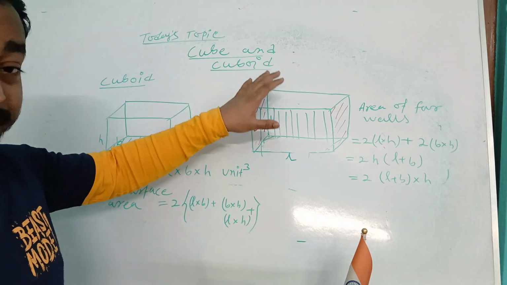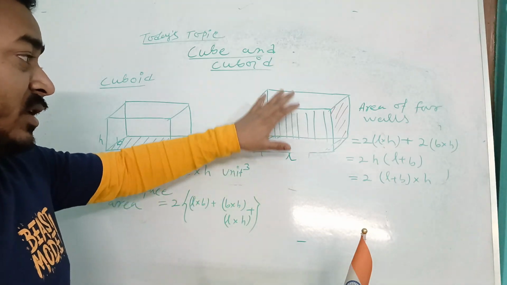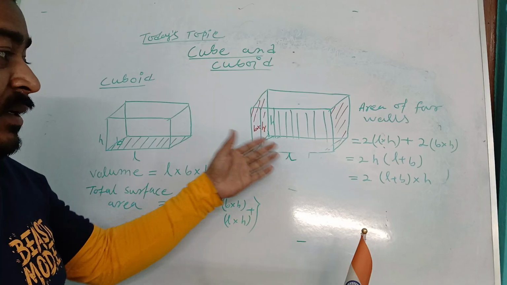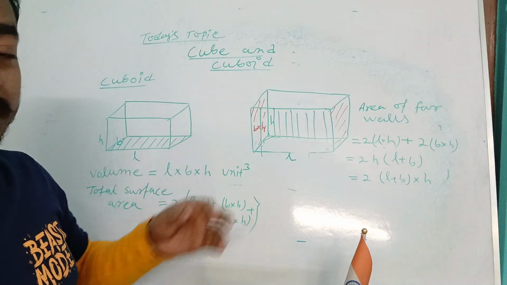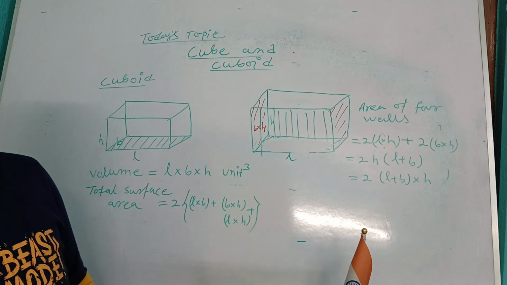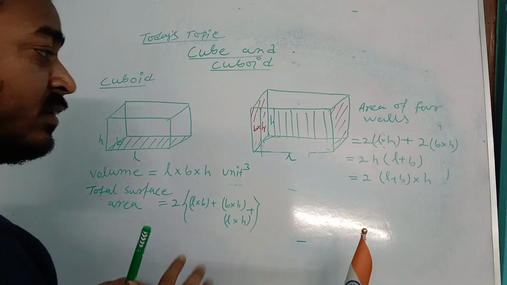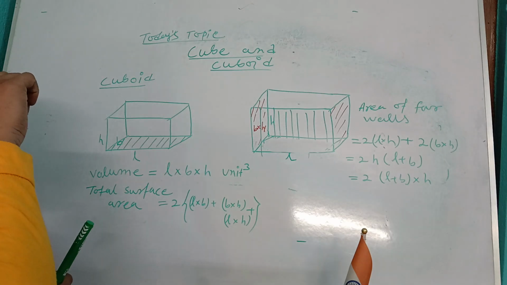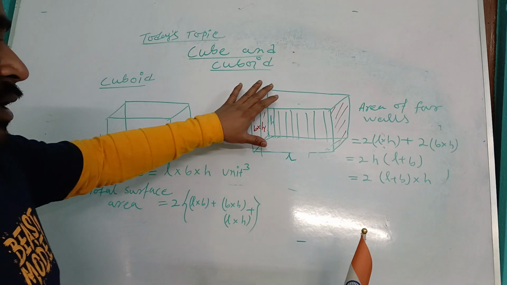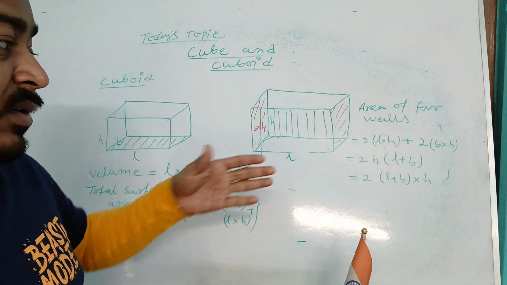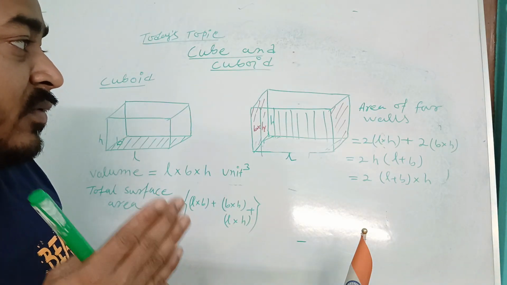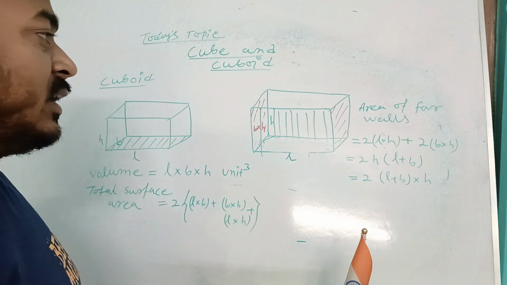So first you have to check. You have to draw the diagram and then 4 walls are given depending on the concept. Okay? It's totally depending on the concept. Just remember, in case of a cube, which area? Area of 4 walls.